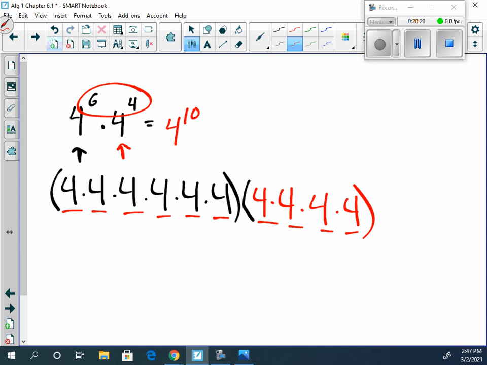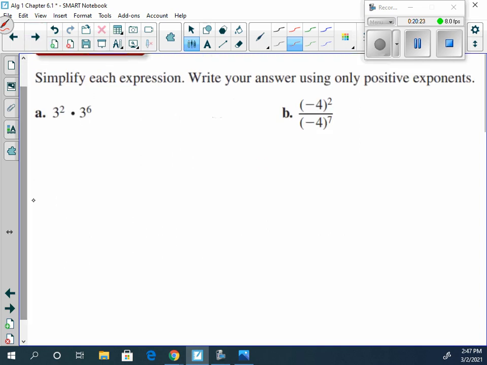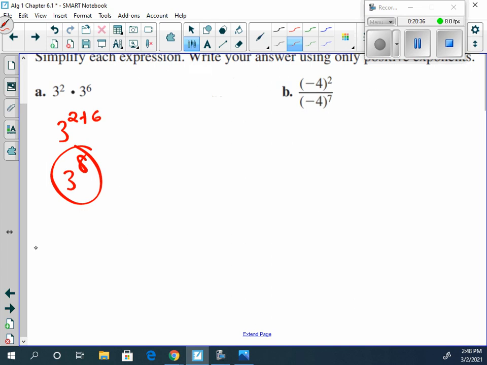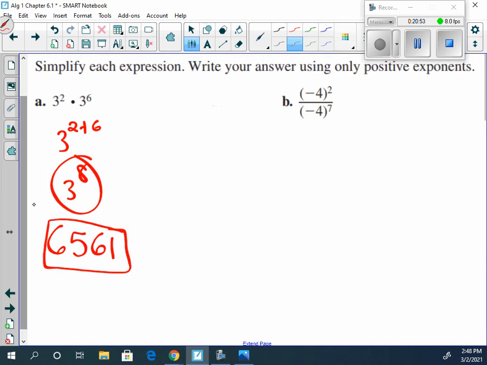So we look at this here, 3 squared times 3 to the 6th is 3 to the 2 plus 6, which is 3 to the 8. Now, in your calculator, go on and do 3 to the 8th. What do we get? 6,561. Okay. Questions on this here? Are we good with this here? This kind of makes sense with the addition.